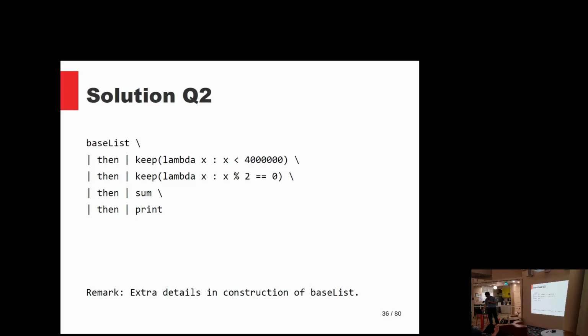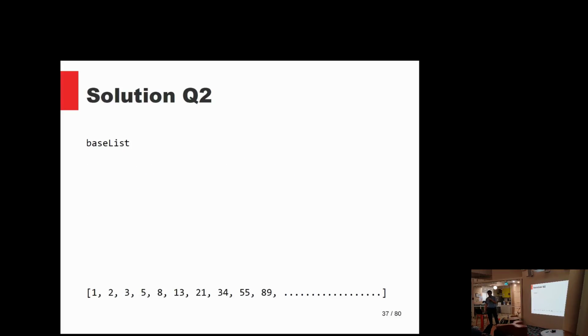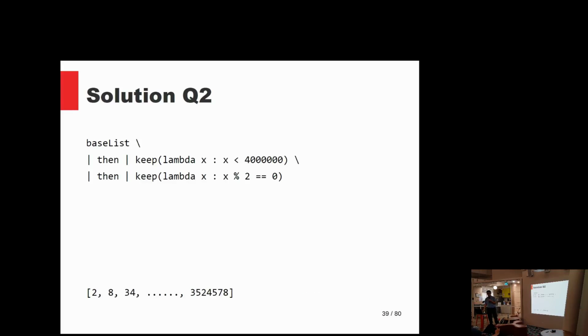I'll do a step-by-step demonstration. You start off with the original list. This is the original list. You keep some of those that you want. Then maybe I'm not satisfied. Maybe I want to keep even more stuff. I want to remove even more elements and keep those that I want. I keep those that are less than 4 million. I keep those that are divisible by 2. I sum them up, and then I print. Notice that it's step 1, step 2, step 3, step 4.